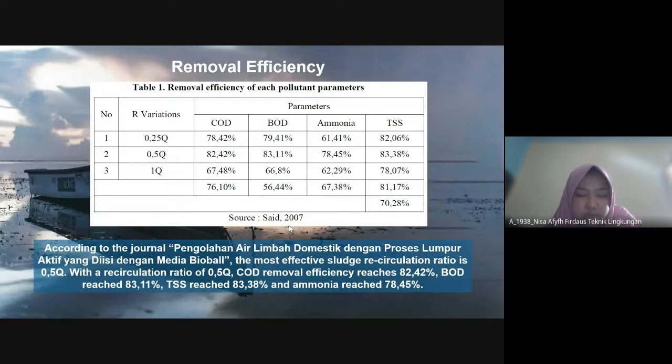The removal efficiency of activated sludge is in the table below. According to the journal Pengolahan Air Limbah Domestik dengan proses lumpur aktif yang diisi dengan media biobol, the most effective sludge recirculation ratio is 0.5 Q. With a recirculation ratio of 0.5 Q, COD removal efficiency reaches 82.42%, BOD reaches 83.11%, TSS reached 83.38%, and ammonia reached 78.45%.